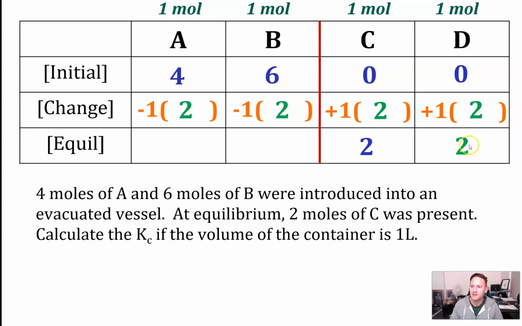Then I can fill in the rest of the gaps. 0 plus 1 times 2 is 2, is going to be 2. 6, it's this one first. 6 subtract 1 times 2 is 2, so 6 take 2 is 4, and then 4 take 2 is 2.